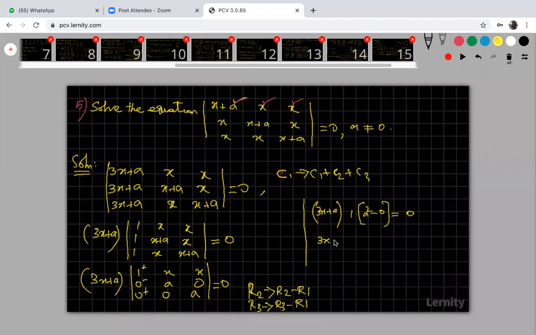So therefore, your 3x plus a into a square equal to 0. But look at that, in your problem, a is not equal to 0. But multiplying these two, it is equal to 0, which means 3x plus a is definitely 0. So therefore your x is equal to minus a by 3 is the value. Okay, where x is equal to minus a by 3.